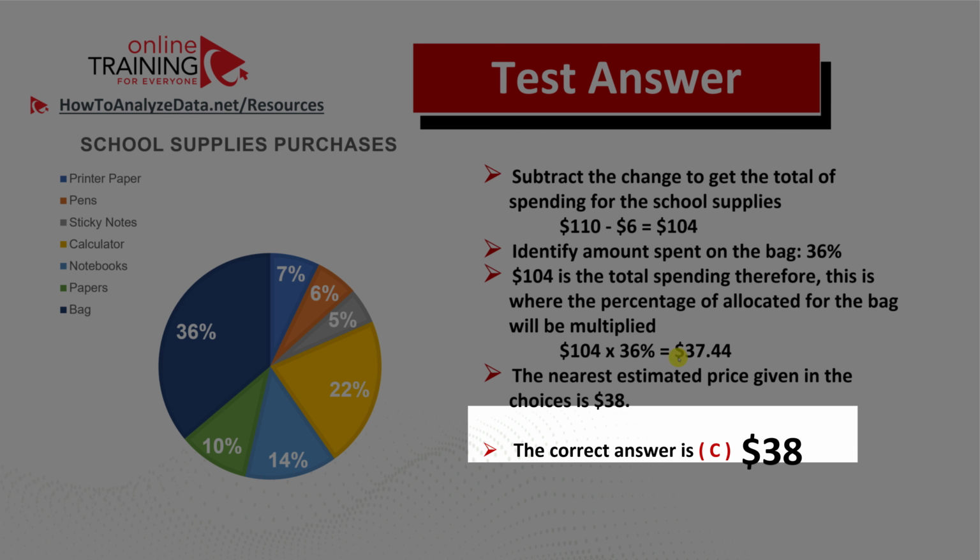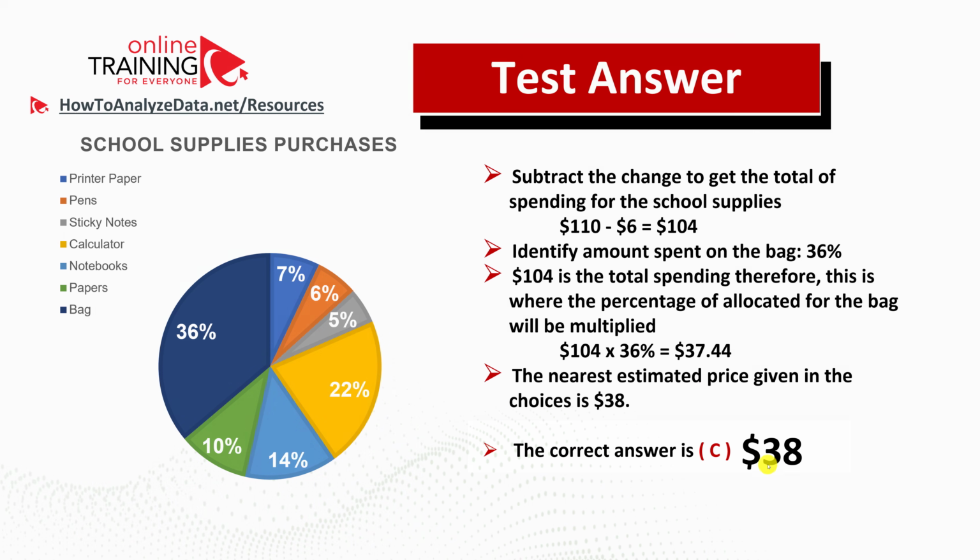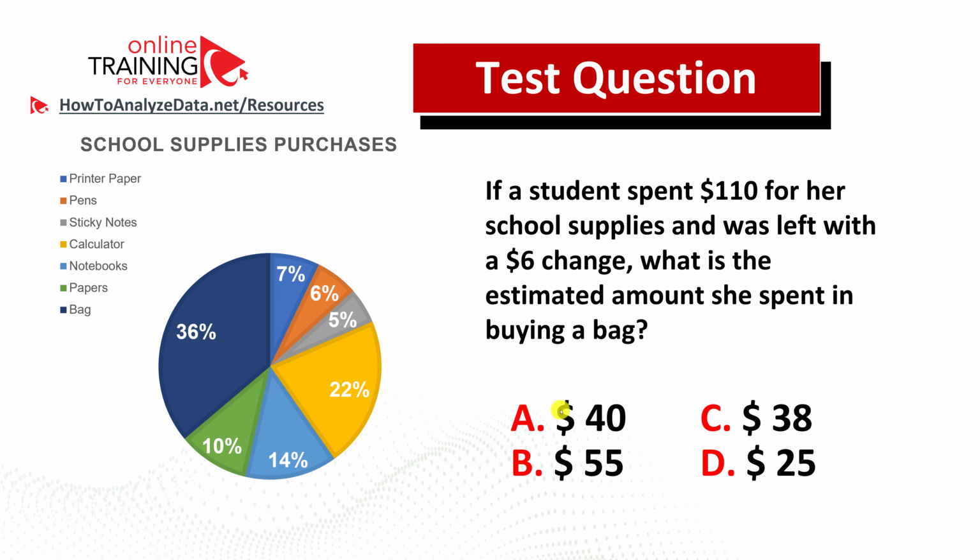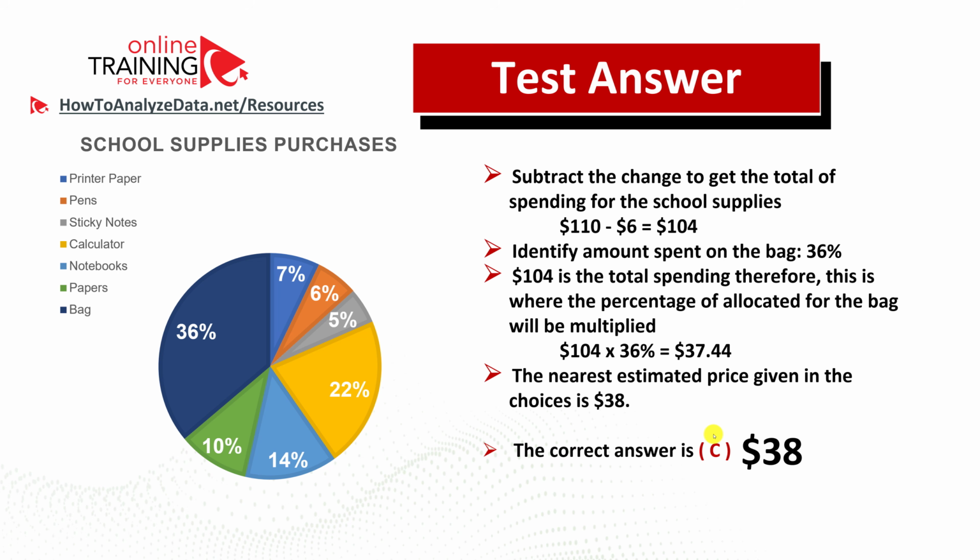So the closest amount here is 38. Since question asks us to approximately estimate, we need to just pick the closest approximate amount, which in this case is $38. So the correct choice here is choice C, $38. Hopefully you've nailed this question and now know how to answer these types of questions on the test.